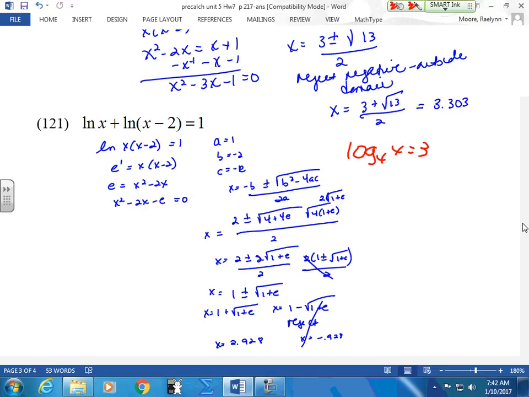But I can't do that yet until I combine these two, because I have to make it one term. So now I can flip it to an exponential equation. What is my base? E. E to the 1 is equal to this mess. So, okay, leave this here for a minute. Distribute this, subtract the E over here.